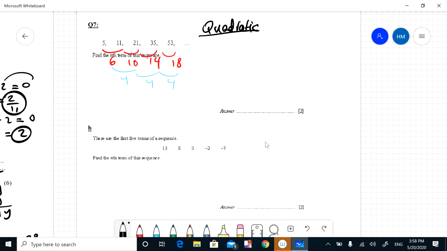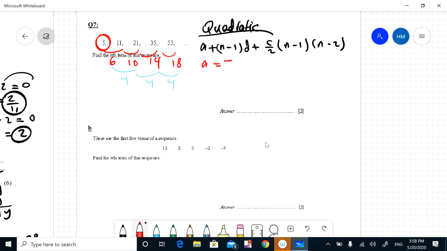And the formula for any quadratic sequence is a plus n minus 1 times d plus c over 2 times n minus 1 multiplied by n minus 2. What is a? A is the first term, which is 5. What is d? D is the first difference, which is 6. What is c? C is the second difference, which is 4.